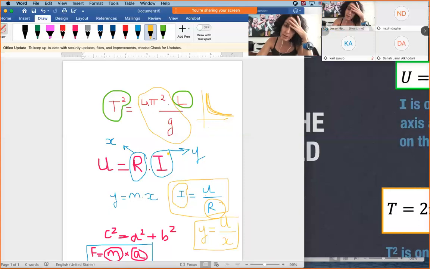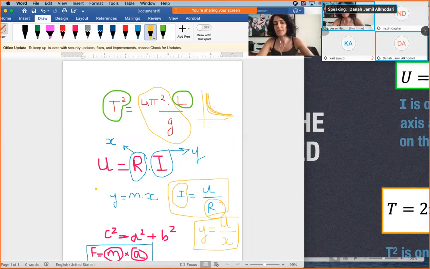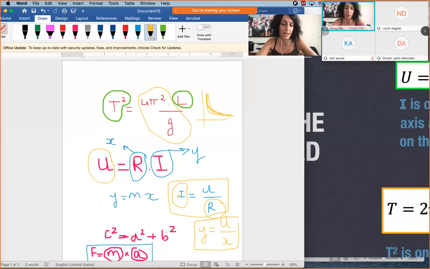Pick y to be your I and x to be your R, it did not give me any relationship. What would you plot to get a... Okay, but U is a constant in this experiment. Like you have a generator. Yeah, you have to plot something related to R and I. Look at this one, it would help you. We cannot plot I and R.